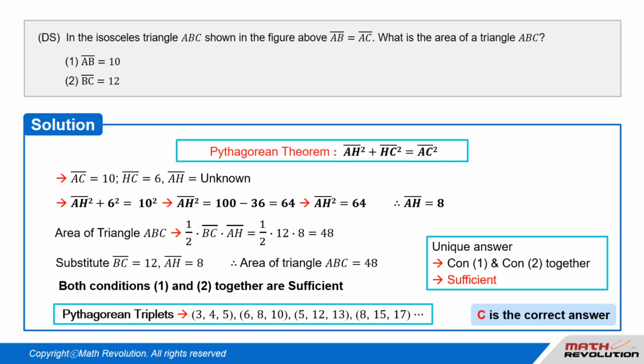Note: GMAT aspirants should be aware of some widely asked Pythagorean triplet pairs like 3, 4, 5; 6, 8, 10; 5, 12, 13; 8, 15, 17; 7, 24, 25, and so on, and many more.